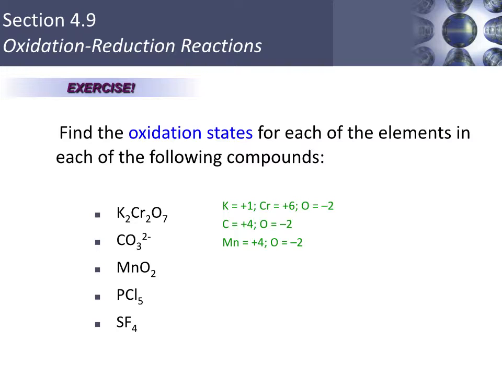PCl5, chlorine, is almost always -1 because it usually gains 1 electron to fill that outer shell. Because there are 5 of them, that means that total charge there is -5, which means the other part needs to be +5. For the very last one, fluorine is always -1. So that gives us a charge of -4, which means the sulfur will have to carry a charge of +4. Now this is assigning oxidation states for each of the elements in a compound.